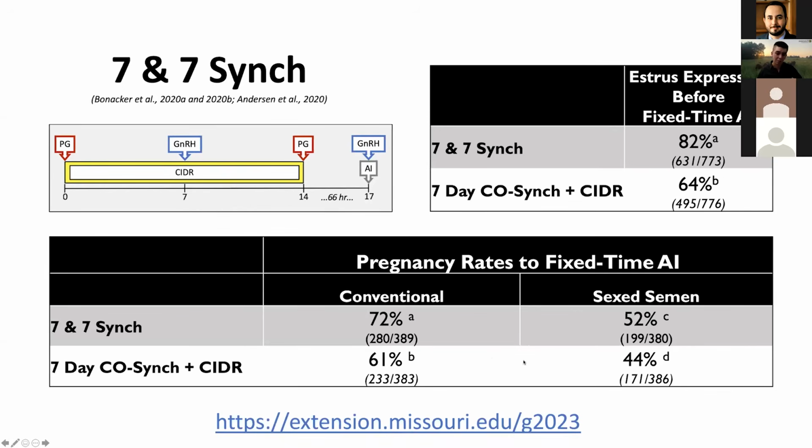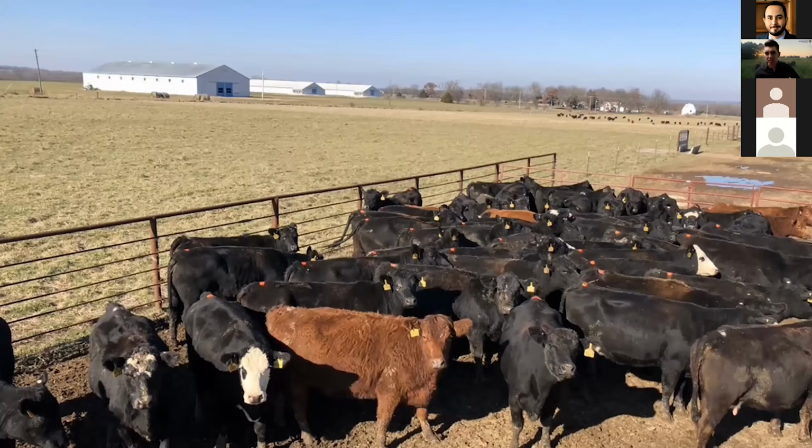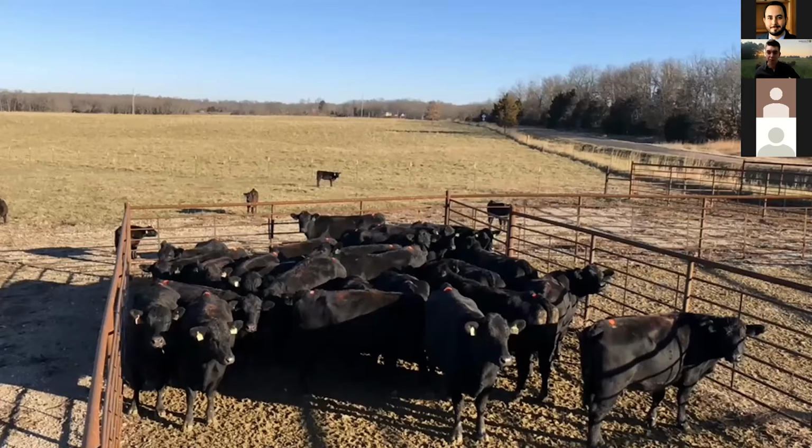And that was increased from, still very acceptable, if not great results with the 7-day co-sync plus CEDAR, a more typical protocol. That's facilitated by this large improvement in heat response that we typically get with that protocol. If you're familiar with Estrotec patches, that's what is on the back of these cows, and that red color, that activated patch, is indicating that those cows have expressed estrus prior to fixed time AI. It's pretty exciting to get that kind of a heat response in a group of cows.